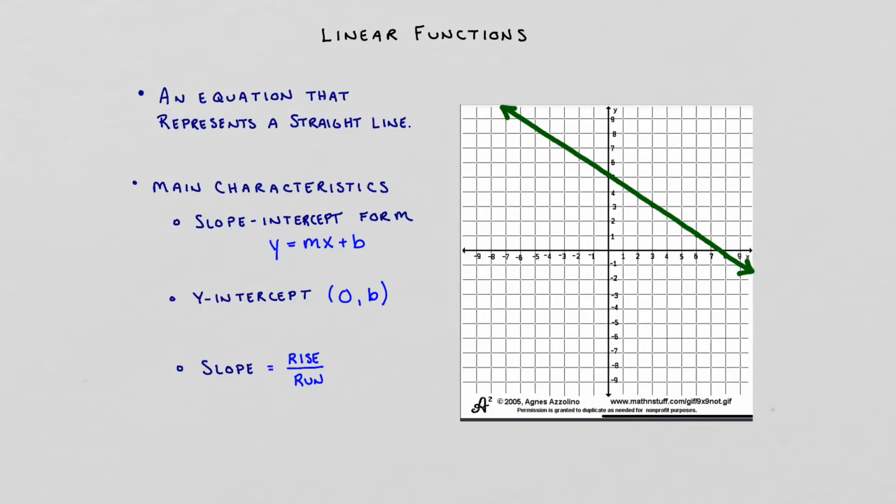The slope is rise over run. In the example on the right, we can identify the y-intercept as being the point (0, 7). This is where the line touches or crosses or intercepts with the y-axis, or the vertical axis.